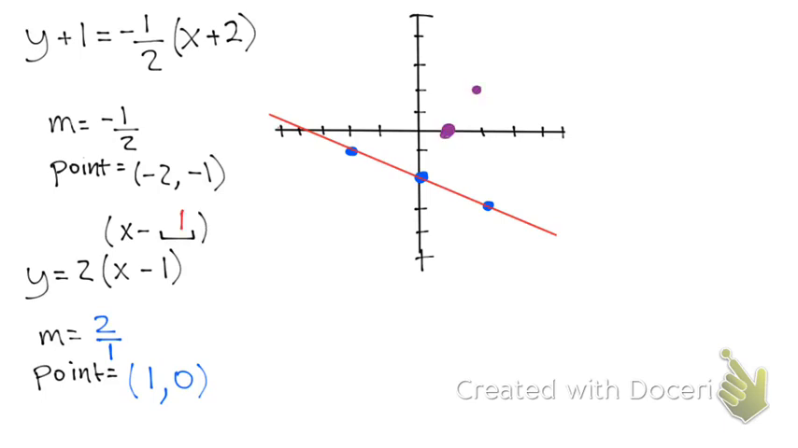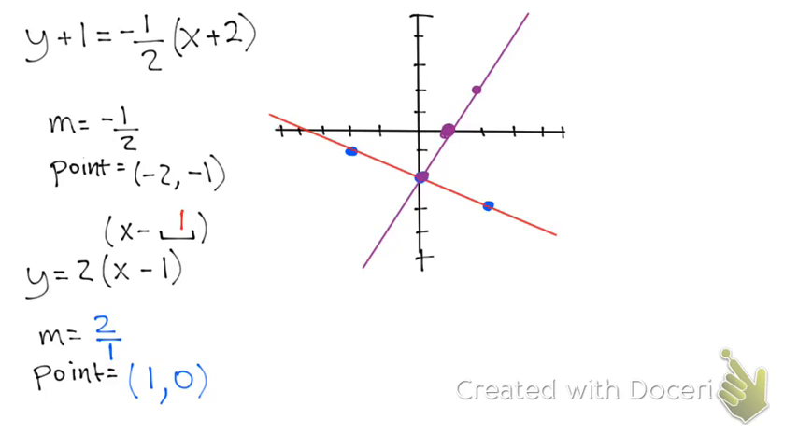So when we graph this, we're going to start at 1, 0. So 1, 0 is this purple dot that is right here. From this dot, we're going to go up 2 and right 1. Up 2, since it's positive, right 1. We can also go the opposite direction, which is down 2, left 1. Happens to be the same as the other dot. And then we can connect that to get our line.